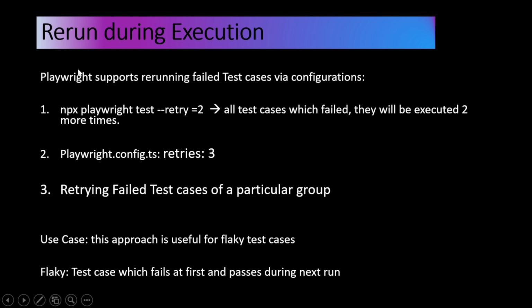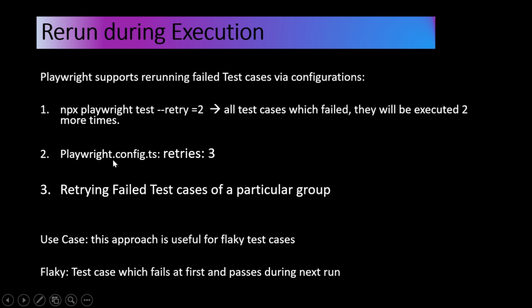Playwright supports this rerunning of failed test cases via configuration, and how can we configure it? There are many options. Let us discuss them one by one. One, we can provide it with the command itself. So for example, we are running the test cases using npx playwright test. So at last we can provide --retry equal to 2. So in this case, whatever test cases we are executing, if we encounter failure for any test case, that will be re-executed 2 more times, right? So this is one way.